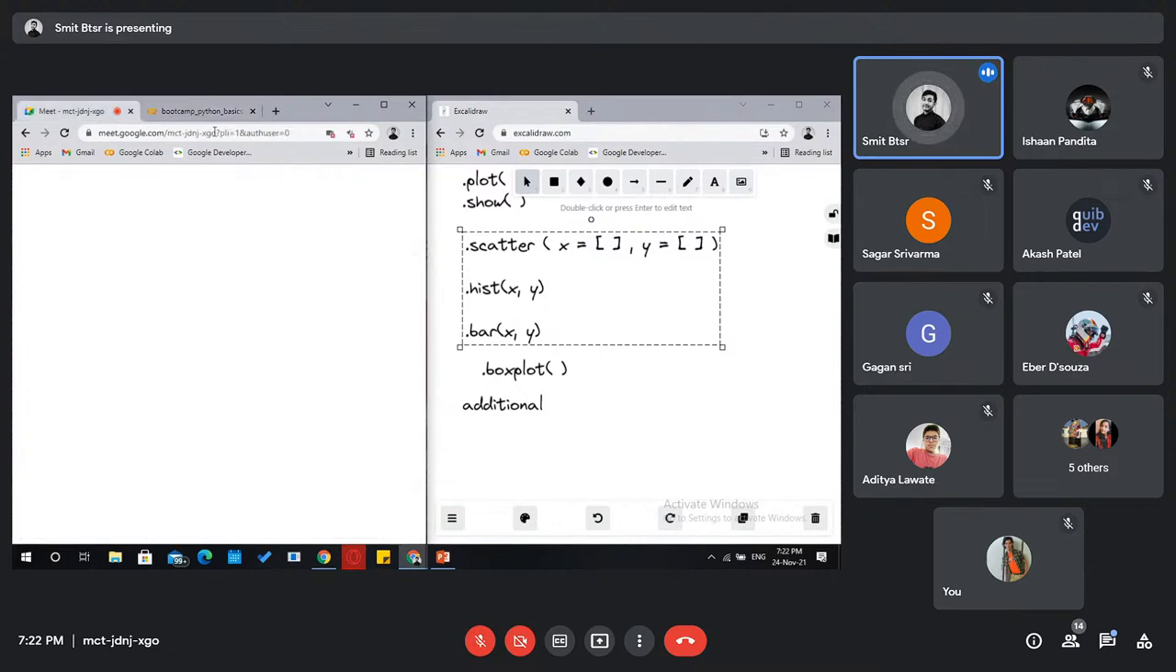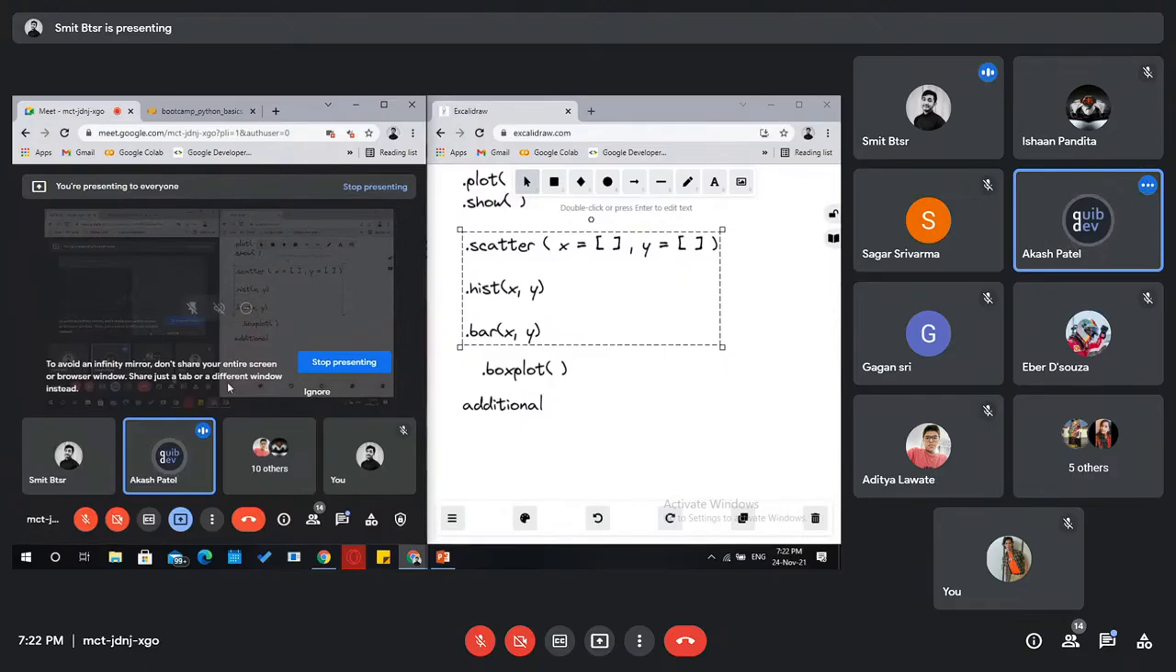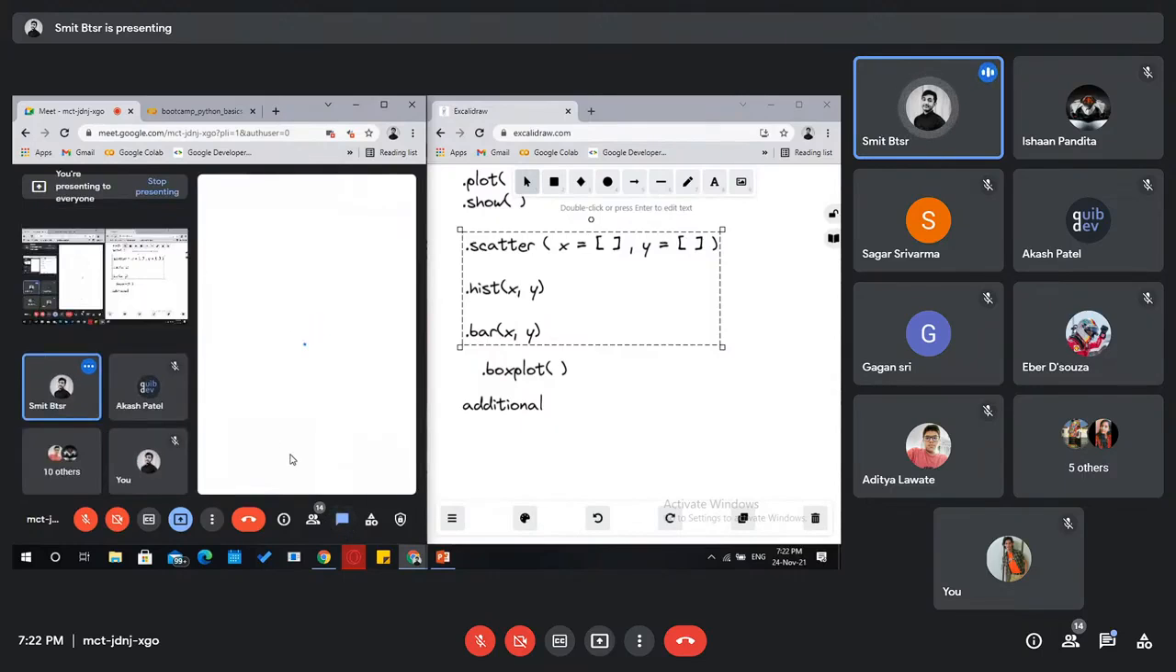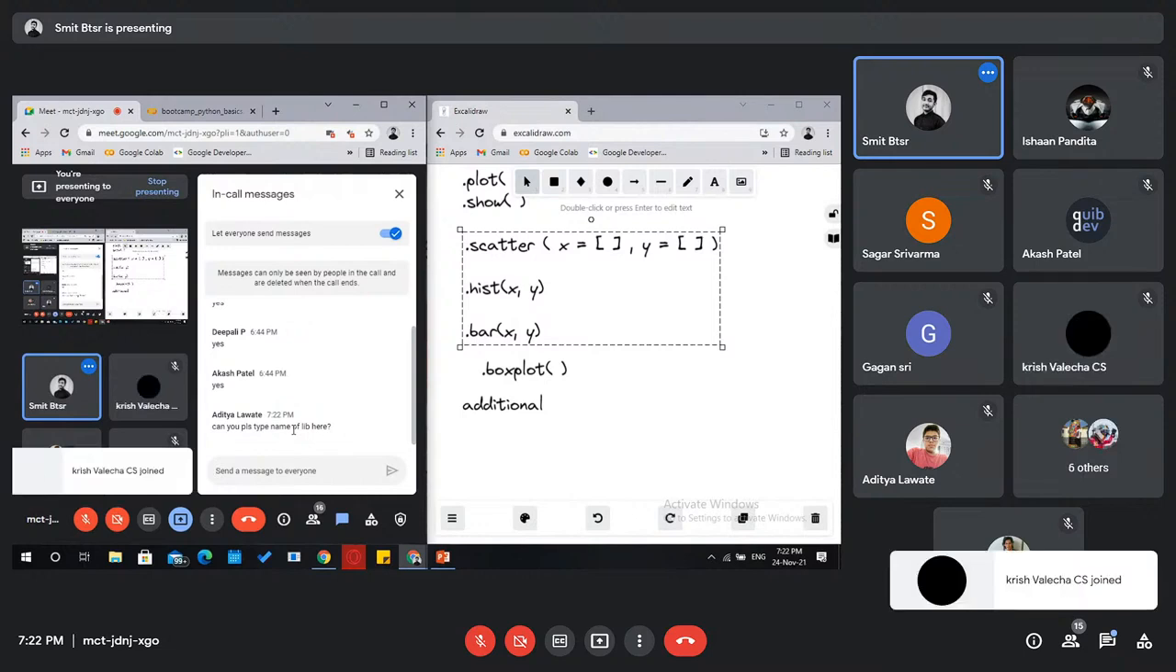I haven't checked. Can you type the name of the library in the chat box, please? Type the name of the library. Okay, sure. The name of the library is Seaborn. Okay.